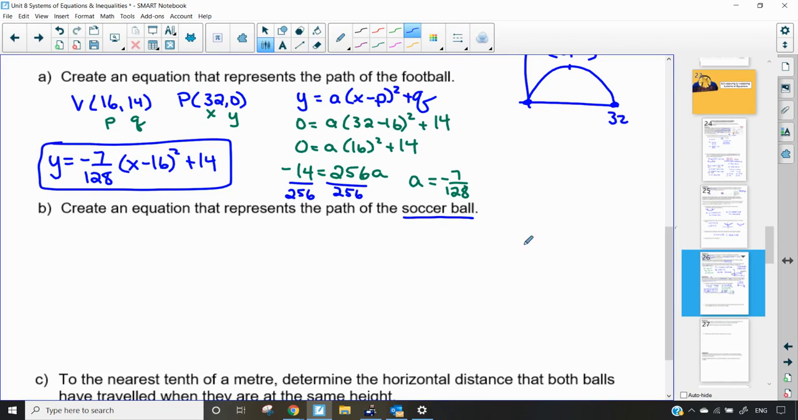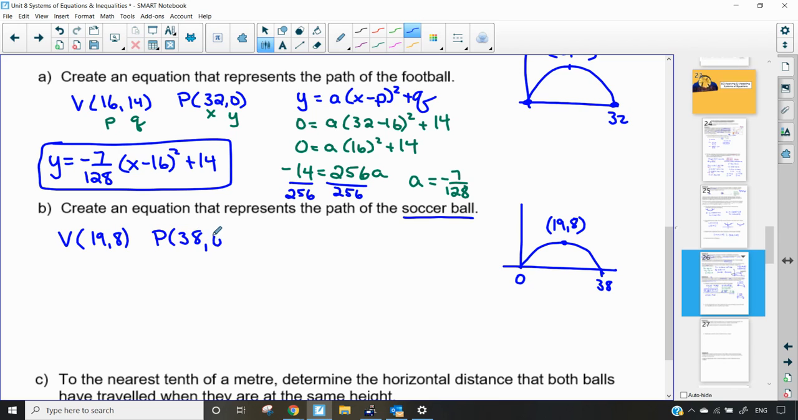So looking back at the information that we're given, we're told that the maximum height of the soccer ball reached is 8 meters, and it hits the ground 38 meters from where it was kicked. So again, it's kicked from point 0, it lands 38 meters later, and it reaches a maximum height of 8 meters. So this one doesn't go as high up into the air. Halfway between 0 and 38 is 19. So our vertex happens at (19, 8), and our point is (38, 0). So we have 19 and 8, and our point of (38, 0).